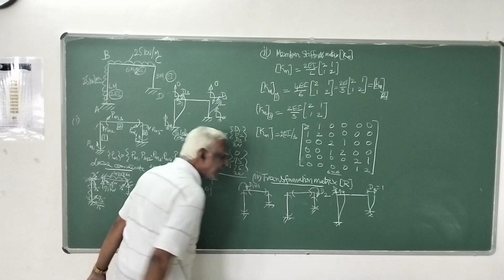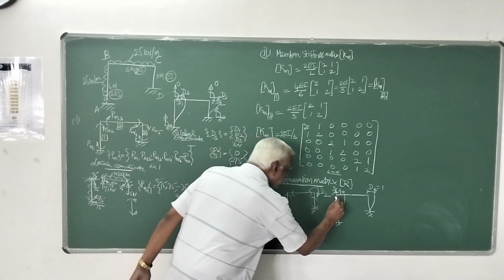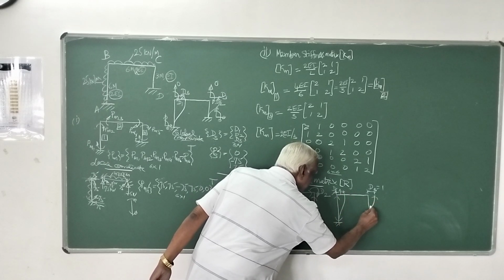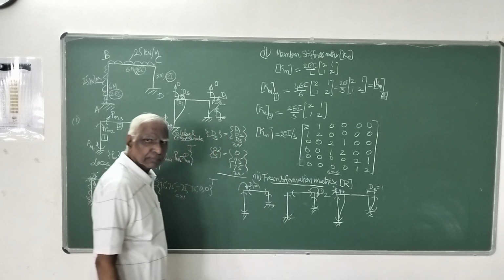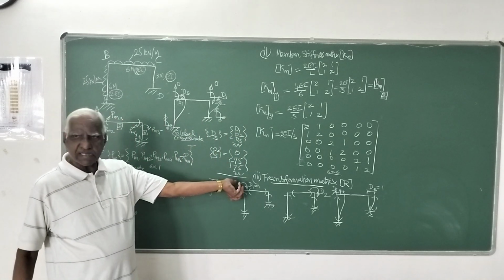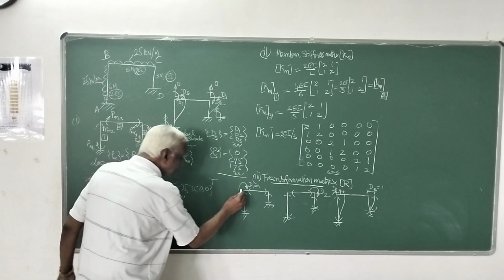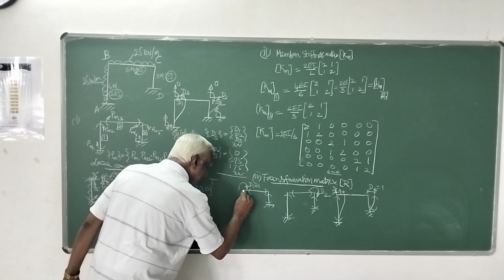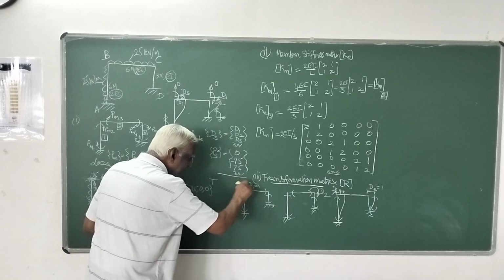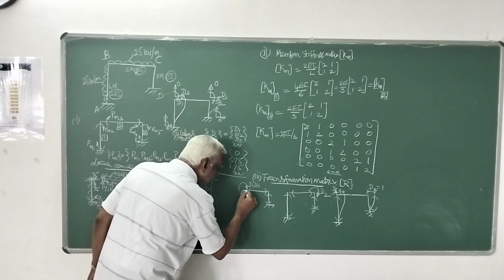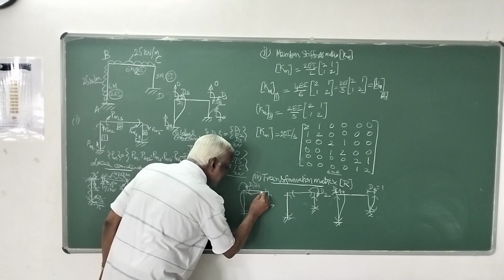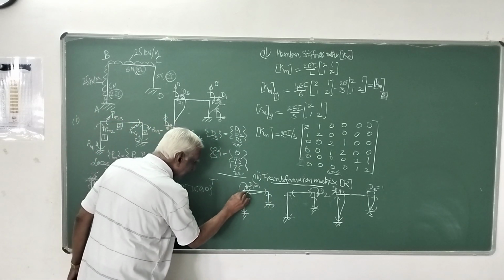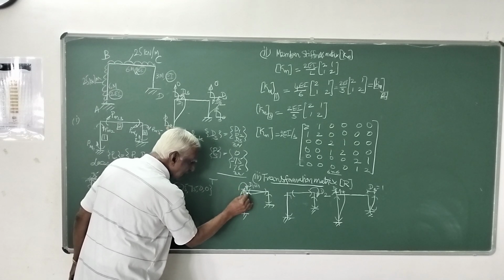Local coordinate moments. That's the job. When you give a displacement like this, so this will displace like that. By giving this displacement, all other nodes, you have to restrain. So here you have to give like this, like this.